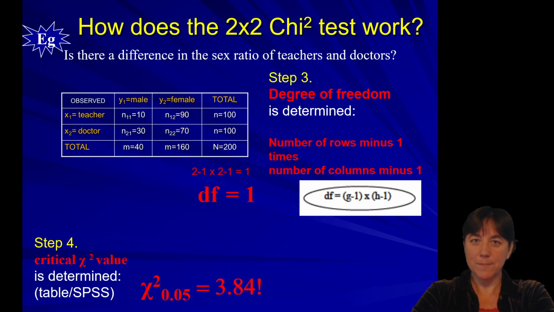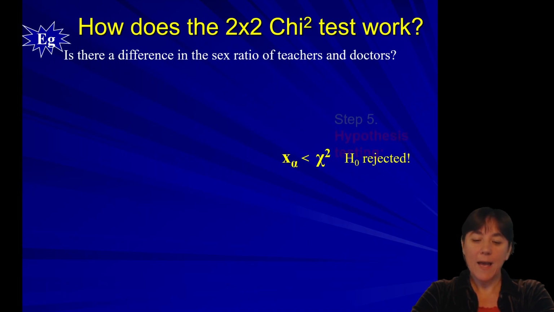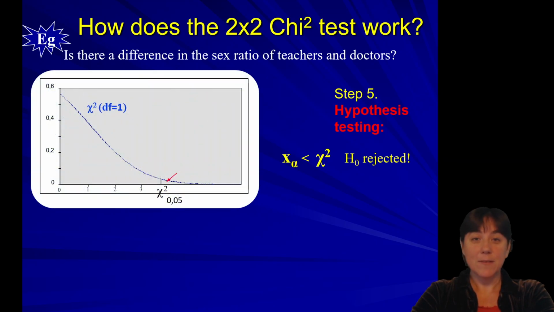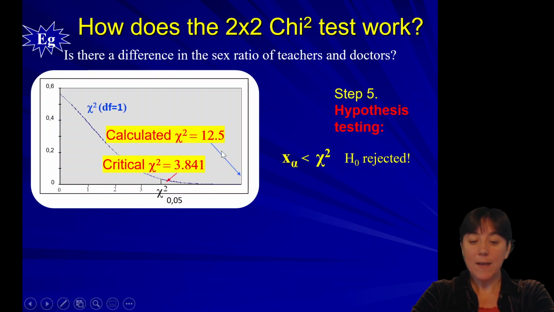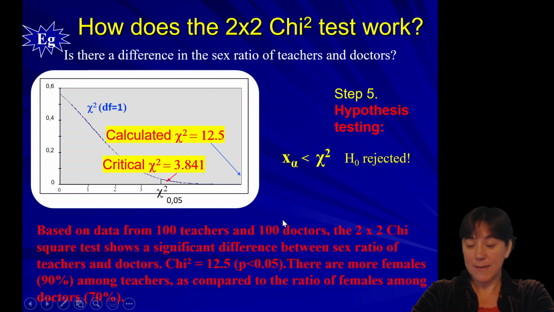Is it higher? Yes. So now, in step 5, hypothesis testing, we have a significant value, because our calculated chi-square value is definitely higher than the critical chi-square value. So based on the data of 100 teachers and 100 doctors, using the 2 by 2 chi-square test, we can conclude that there's a significant difference in the sex ratio of teachers and doctors. Chi-square value, p-value. These are the musts in your conclusion.